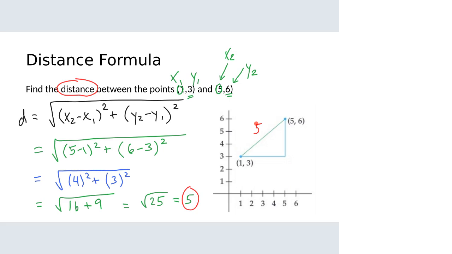Sort of incidentally, we also found out that the distance between the x's was 4, and the distance between the y's was 3. But what we were really after here was the distance between those 2 points, the hypotenuse of the triangle, which was 5. Are there questions about how to use the distance formula to find the distance between 2 points before I have you try one?